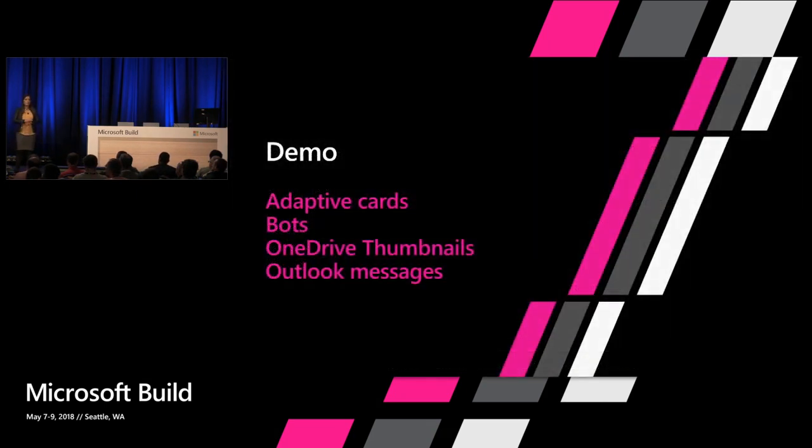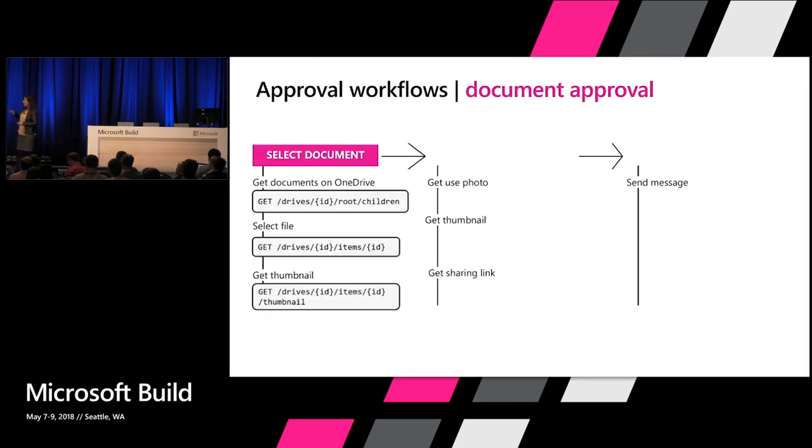OK, so we're going to see this demo all together. We talked about profile picture. We talked about thumbnails. We talked about adaptive cards. In this demo, the scenario is we're selecting a document in OneDrive to get an approval. So we're going to read all of the documents that are in OneDrive. We're going to then select one of these documents and get a thumbnail for that document. Then we want the team to approve this document because it's ready to go.